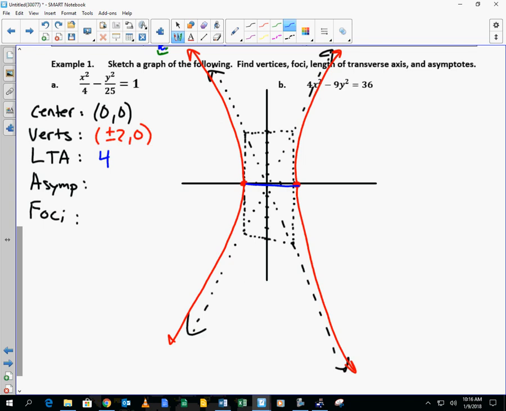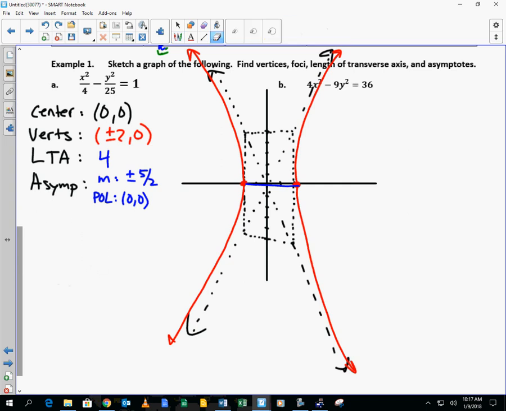The asymptotes, we need two things. We need a slope, and we need a point on the line. What's the point on the line? What do they both go through? 0, 0. And the slope is going to be rise over run. 5 over 2, because the rise of the box was 5 and the run of the box was 2. So you know that box is helpful? Yeah.